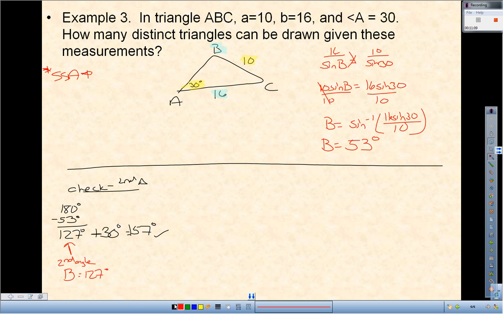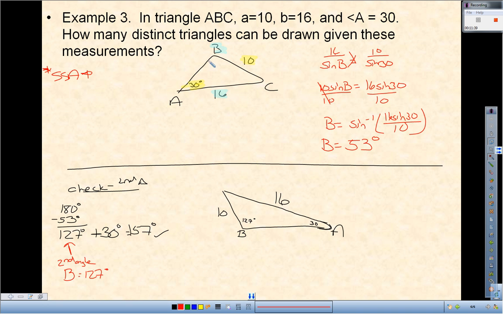So in other words, I could go ahead and draw out my second triangle, and I know that B is my obtuse angle, so that will be 127 degrees. Some other stuff I already know is that angle A is still 30 degrees, and that side A is 10, and side B is 16. So now I've got two separate triangles that I need to solve for. I'm actually going to go ahead and solve the first one.